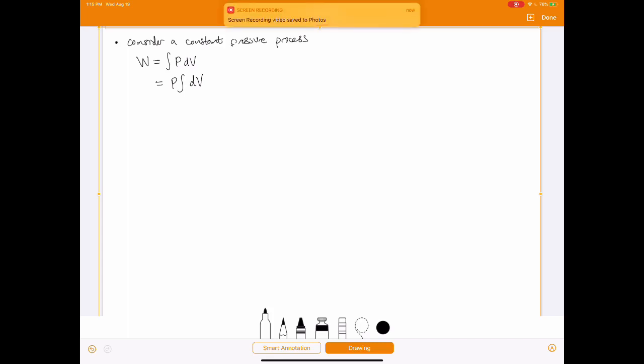And so what we have is just constant P times the integral of dV, which goes from, let's say, V initial to V final. Those would be the limits for volume. Well, that just integrates to V, and we take it from V initial to V final, which gives us P times (V final minus V initial). Another way of writing that would just be P times delta V, because V final minus V initial is the same as delta V. So that's how we can calculate the work in a constant pressure process.